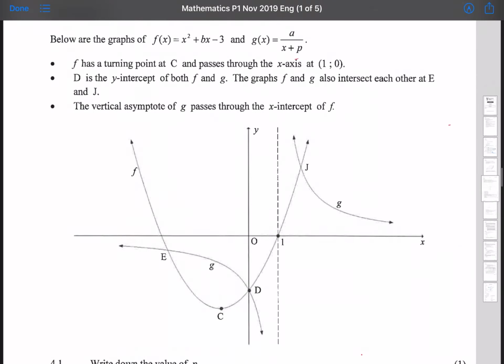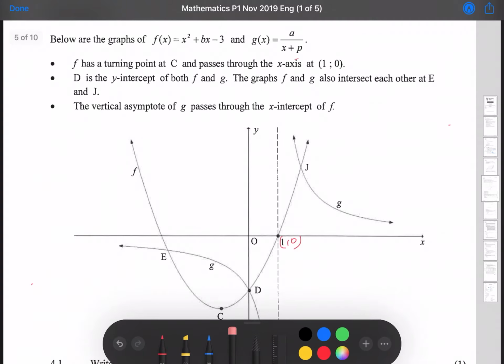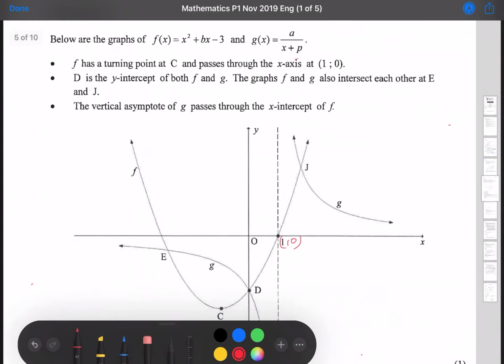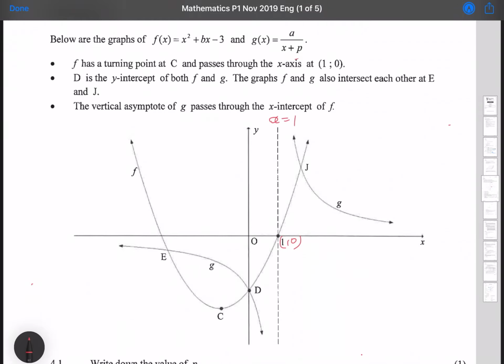a rational graph. They're told that f has a turning point. This is turning point C. And then f passes through this point here, 1, 0. That's an x-intercept. And you're told that D is the y-intercept of both f and g, and they also intersect at point E as well. And the vertical asymptote of g passes through the x-intercept of f. So this is a vertical asymptote of g, that is x equal to 1.